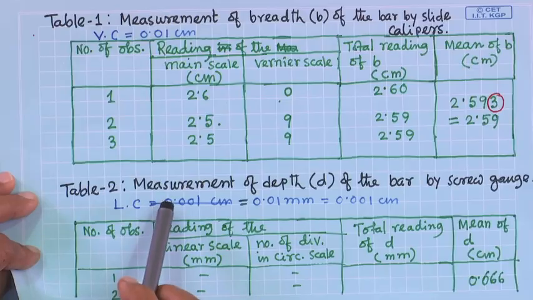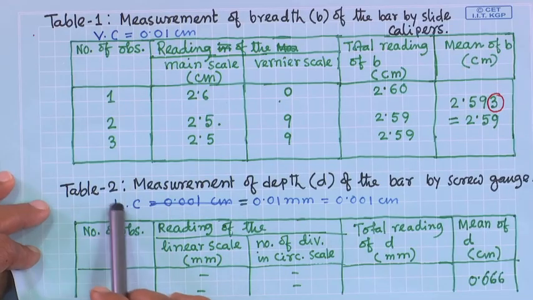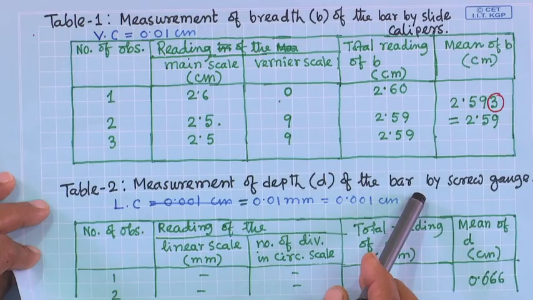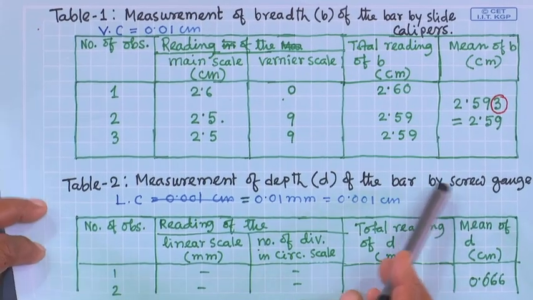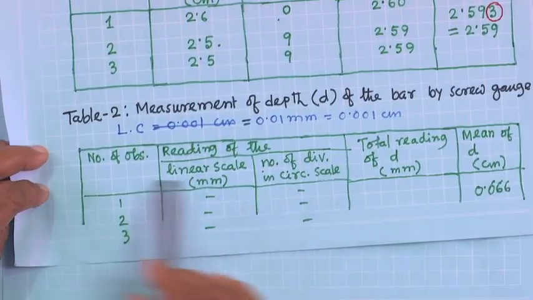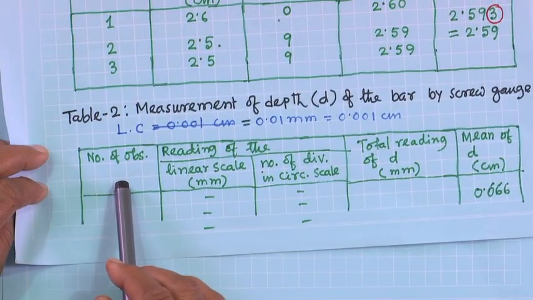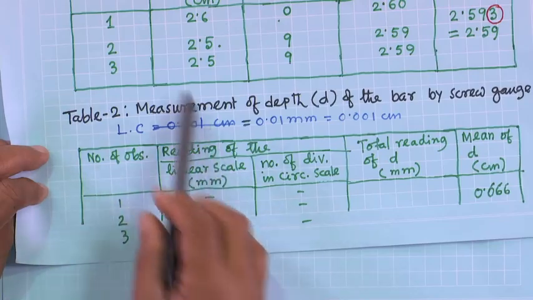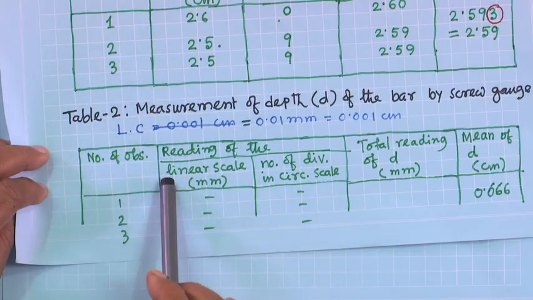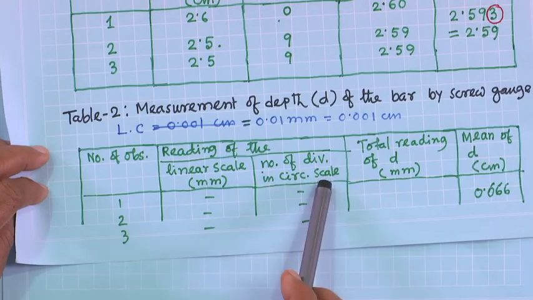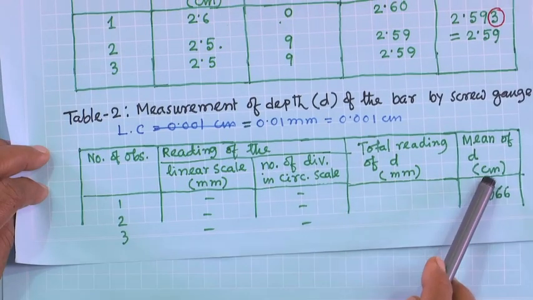Then the second table is for measurement of depth of the bar by screw gauge. You should note down the least count of the screw gauge, and again take readings at 3-4 places. In the same way, note the reading of the linear scale, number of divisions in the circular scale, total reading and then the mean reading.